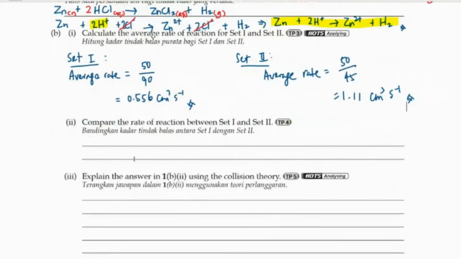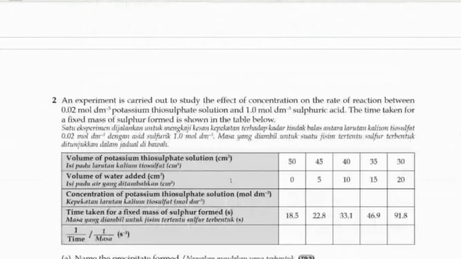Now compare the rate of reaction between set 1 and set 2. If we want to compare this one and this one, how are you going to write your answer? Set 2 has a higher rate of reaction than set 1. Very good. Be careful here: you must use higher, don't use faster. Rate, don't use faster. This one, the collision theory, we leave it first and come back later.